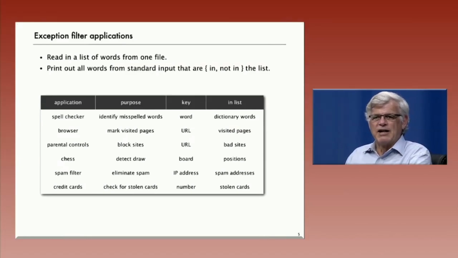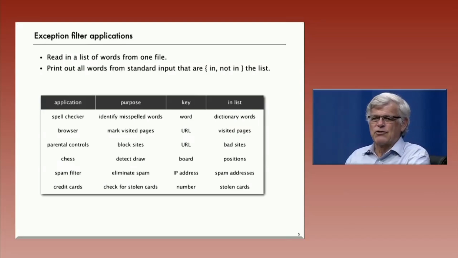For example, you might have a spell checker where you want to identify misspelled words. Then your key would be a word or string, and in your exceptional list would be words that are in the dictionary. And you'd want to print out all the words that are not in the dictionary. That's an example of an exception filter.